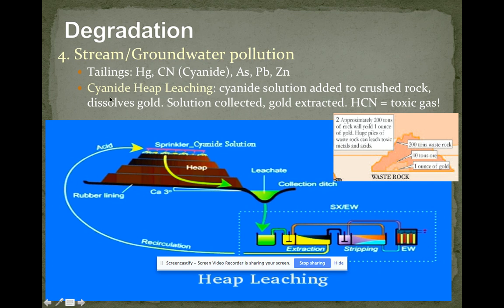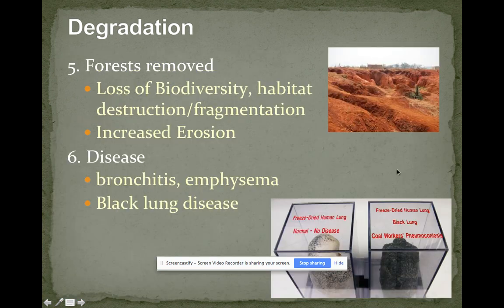We also purposely do cyanide heap leaching, which is adding a cyanide solution to these heaps. Basically that cyanide attaches to the gold and leaches that gold into the solution, and then we can get the gold out that way. So that's the way that we're extracting gold from our mining heaps. Another byproduct of this is hydrogen sulfide or hydrogen cyanide gas, which is extremely toxic. And if you look over here, it takes about 200 tons of rock to produce 1 ounce of gold. So we have a ton of waste material just to get to that little bit of gold.